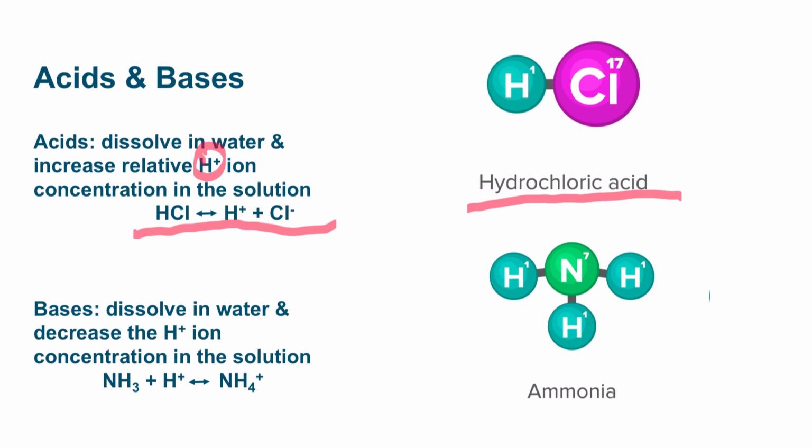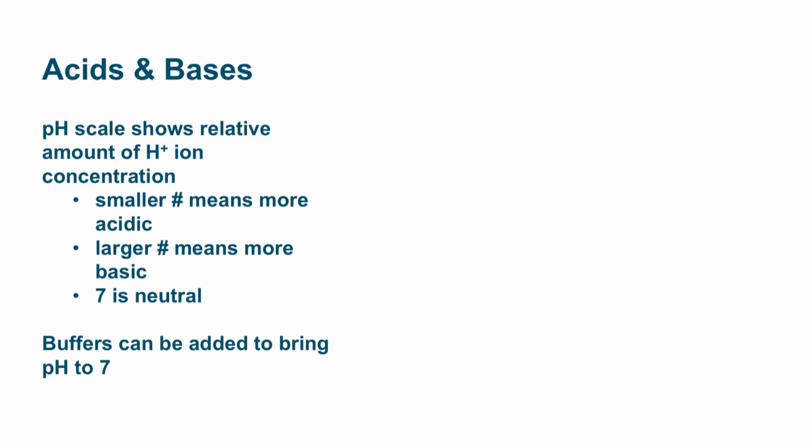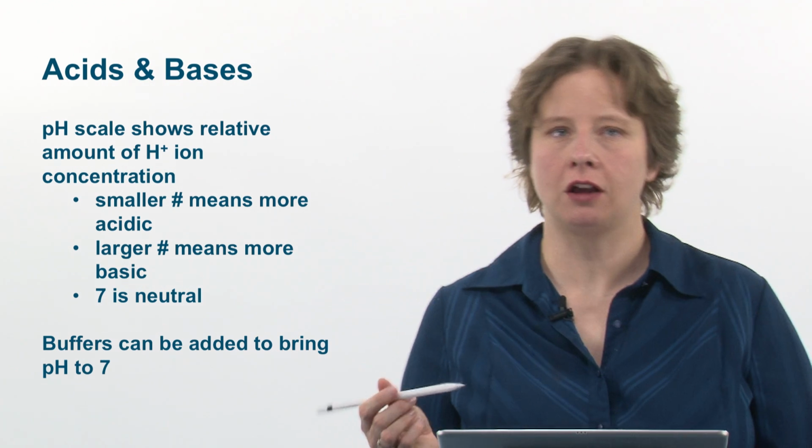Bases dissolve in water and decrease the hydrogen ion concentration in the solution. So ammonia here is an example of a molecule that is a base. You start out with NH3, which is ammonia, and some hydrogen ions, and NH4+ is what you end up with. And so this plus here shows that the ammonia has taken up a hydrogen ion and become an ammonium ion.